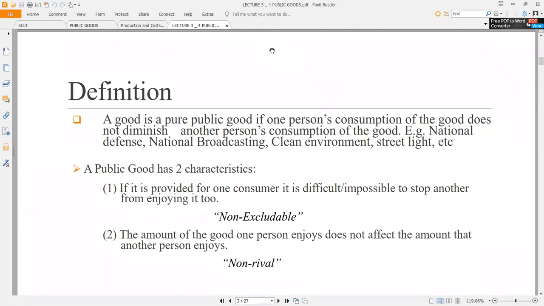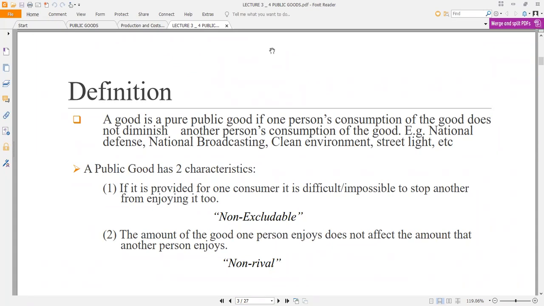One, when one person is consuming it, it doesn't diminish the quantity available for another person. And then as soon as the thing has been produced or provided, you cannot prevent others from consuming it.